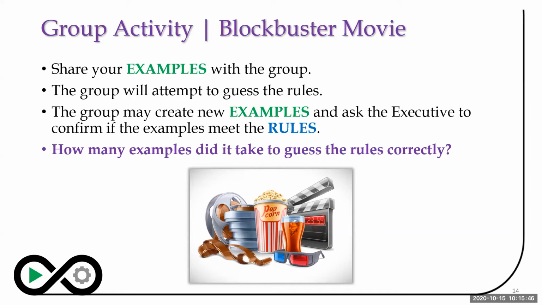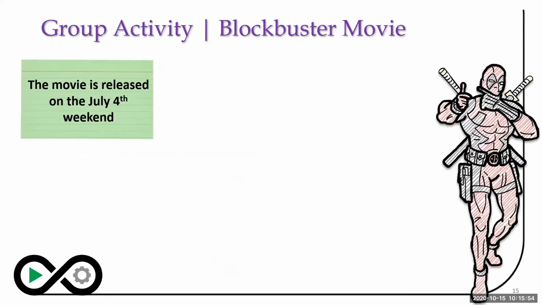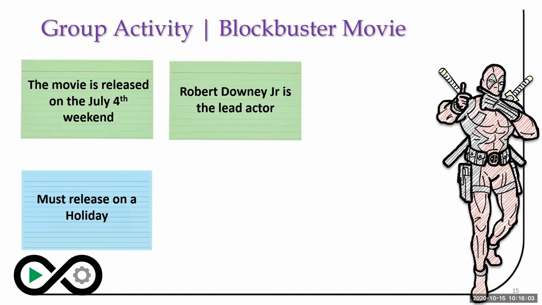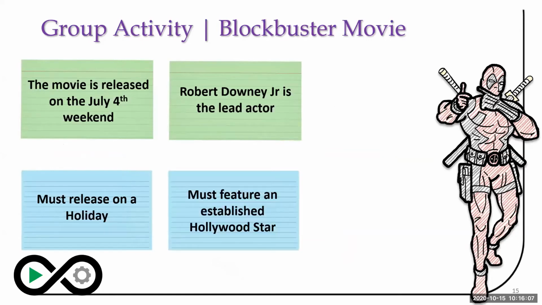Others require many more, going back and forth and asking more questions in the form of creating these examples before they can answer it. So here's a sample one, where again, we use this. The movie is released on the July 4th weekend. That illustrates the rule must release on a holiday. Robert Downey Jr. is the lead actor, is our next example. And that illustrates the rule must feature an established Hollywood star.